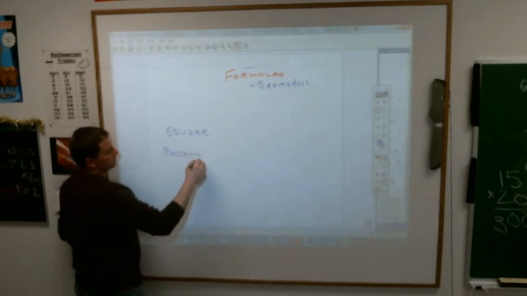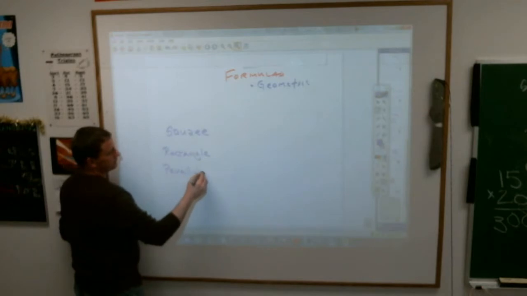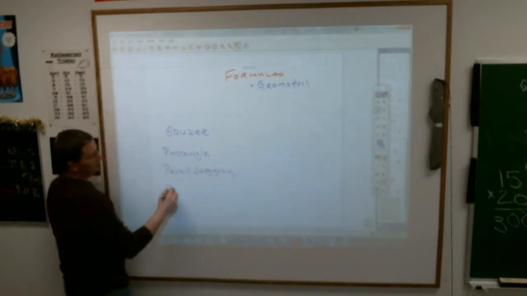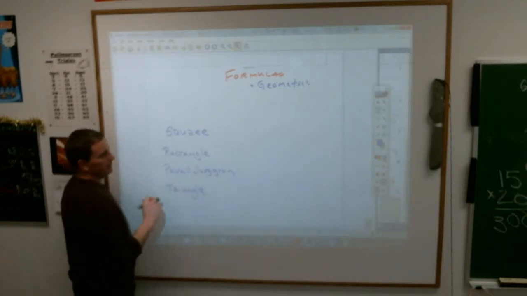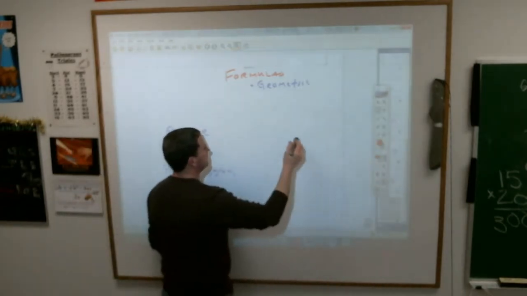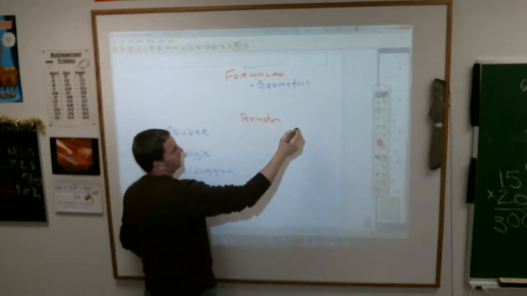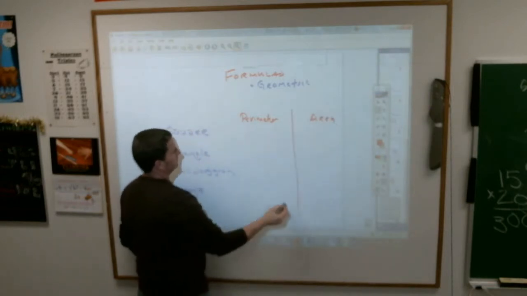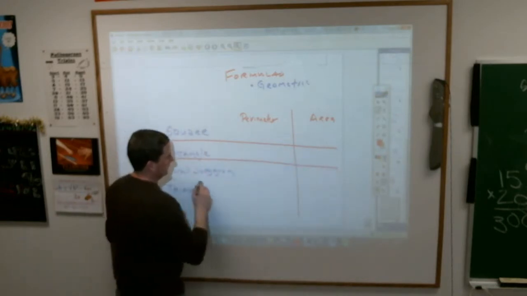Rectangle, parallelogram, and a triangle. And we're writing down the formulas to find the perimeter and the area. So we'll do this little semi-chart kind of thing here.